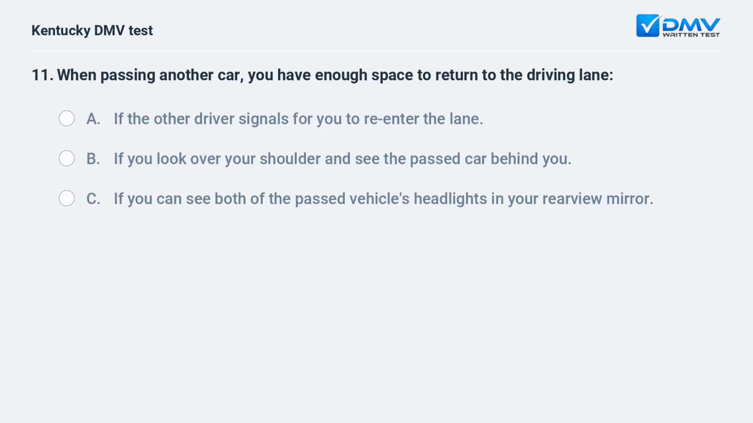When passing another car, you have enough space to return to the driving lane. A. If the other driver signals for you to re-enter the lane. B. If you look over your shoulder and see the passed car behind you. C. If you can see both of the passed vehicle's headlights in your rearview mirror.